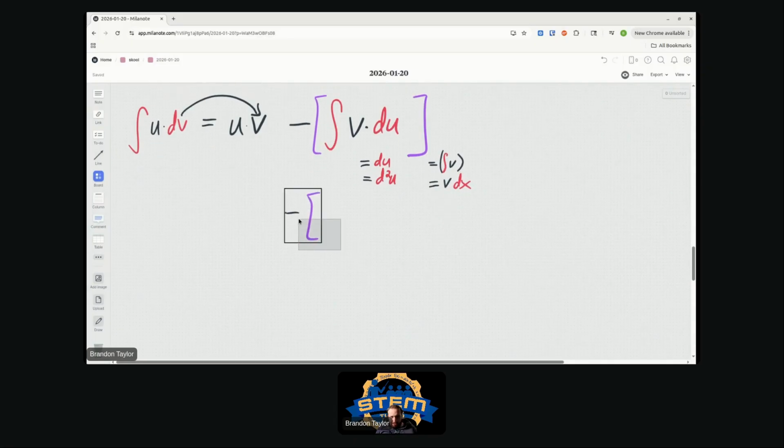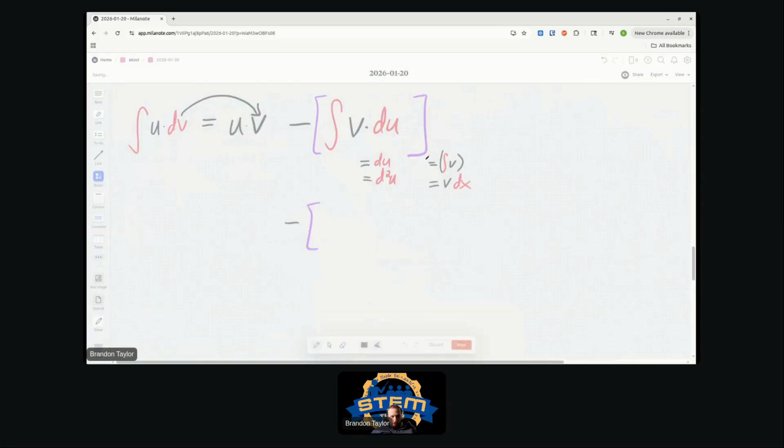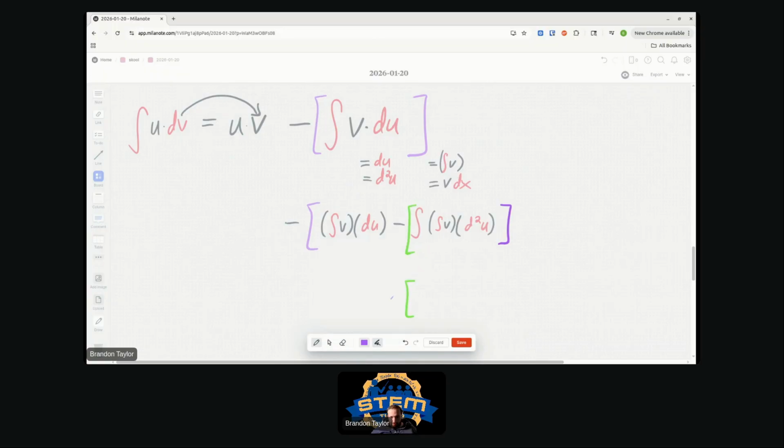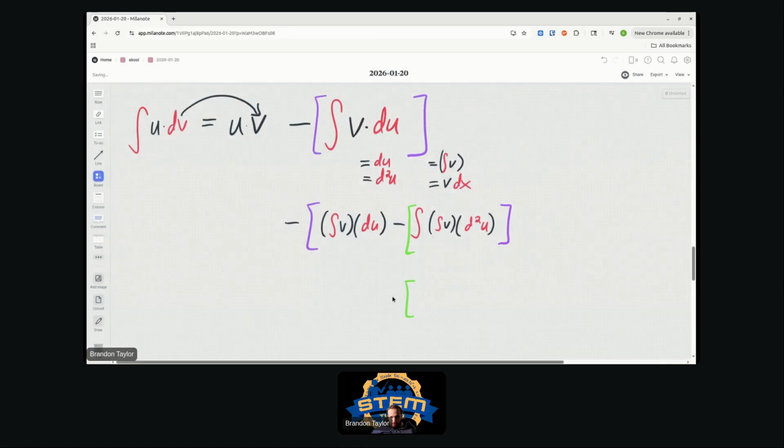And then, without getting bogged down with the uglier notation, what would happen if we did the rules again? Well, think about it. It would be the integral of v times the derivative of the original u, right? Minus the integral of the integral of v, right? And then the second derivative of u, d squared u. So this is getting a little complex, but hopefully that makes sense. And then at this point, you can break this down, right? So if we break this down, what do we do?